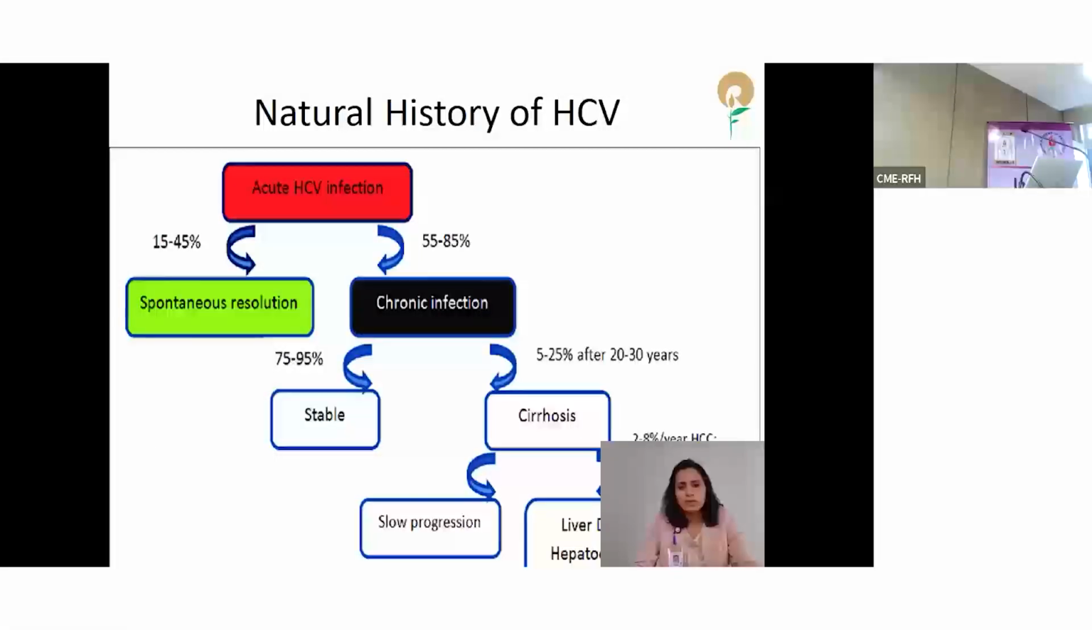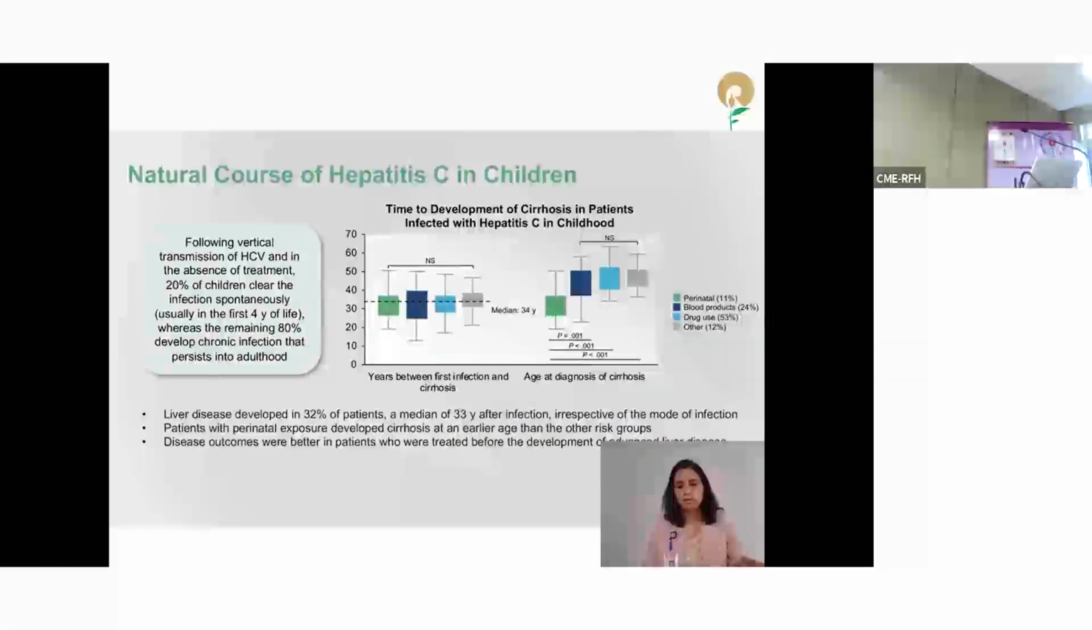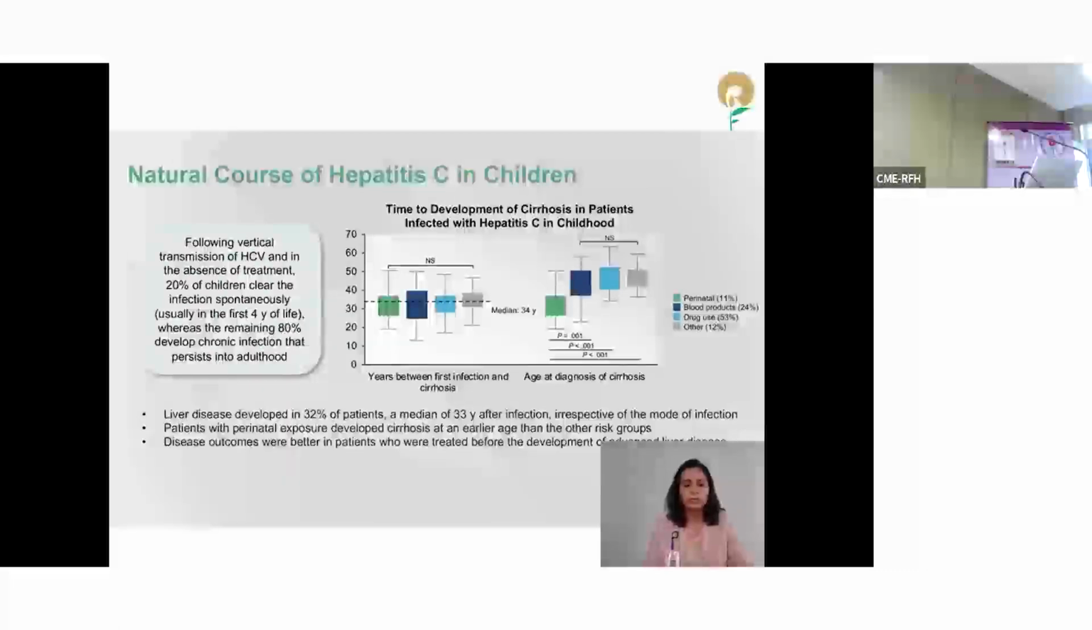How does a natural infection of hepatitis C go? There will be around 20% who will have spontaneous resolution, and somewhere from 60 to 80%, and rather it's always on the higher side, approximately 80% will go on to chronic infection. As the years go by, it will increase the hepatic complications in terms of fibrosis, cirrhosis, and even decompensated liver disease.